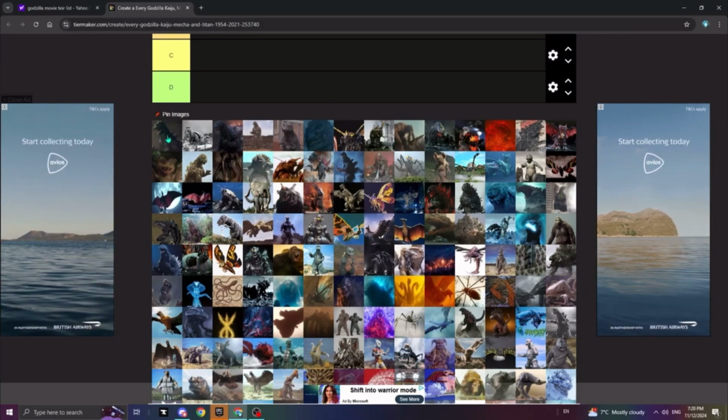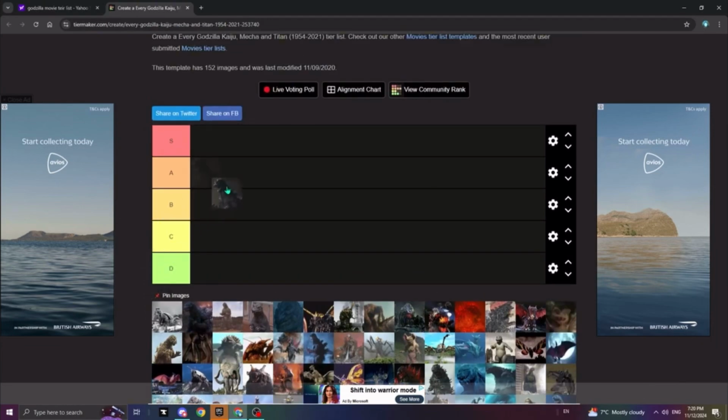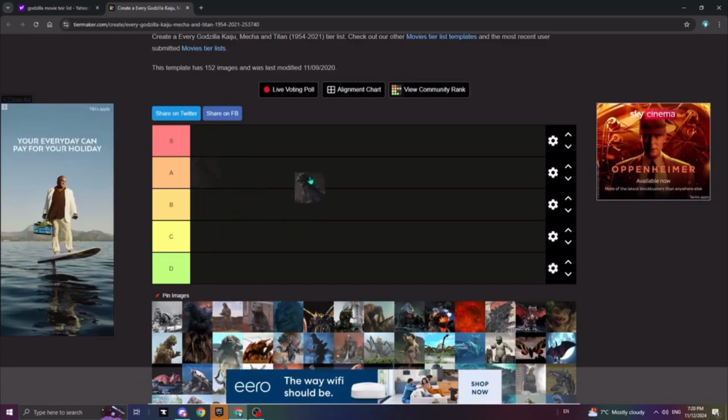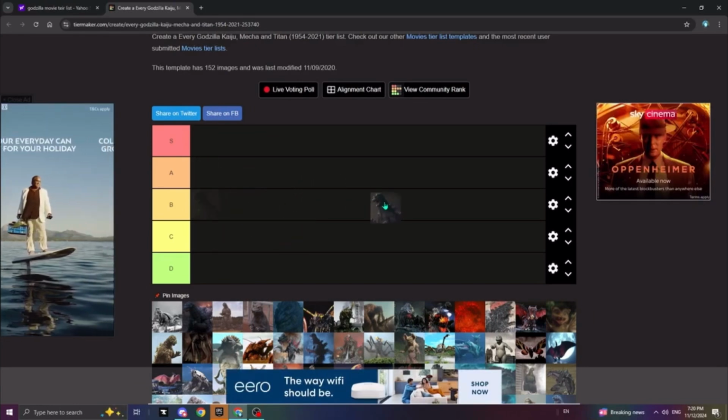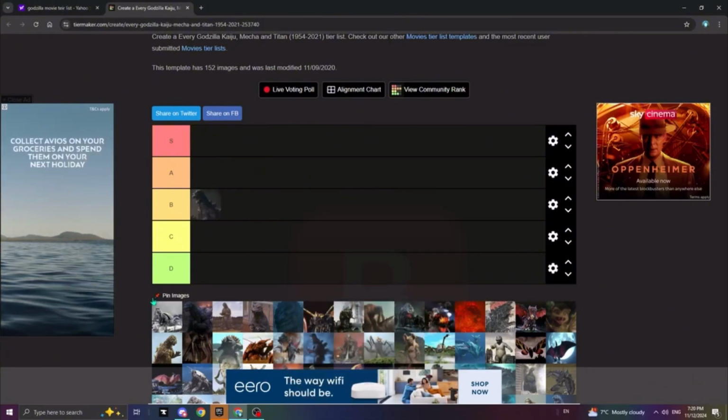So first of all, we have the 1984 Godzilla, the one from The Return of Godzilla. I like the movie itself, other than Dr Pepper being advertised in it. The design could be a lot better, but I'll put it in B.